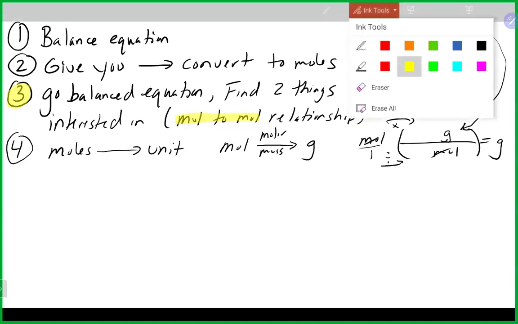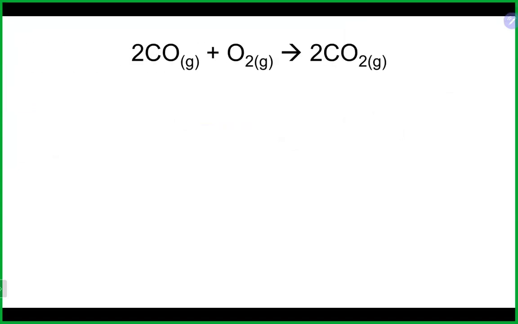So let's take a look at an equation and first talk about how we could get all these conversion factors from this equation, or how many conversion factors we could actually get from it. Remember that stoichiometry is really just a conversion factor, and that is where we get it from.